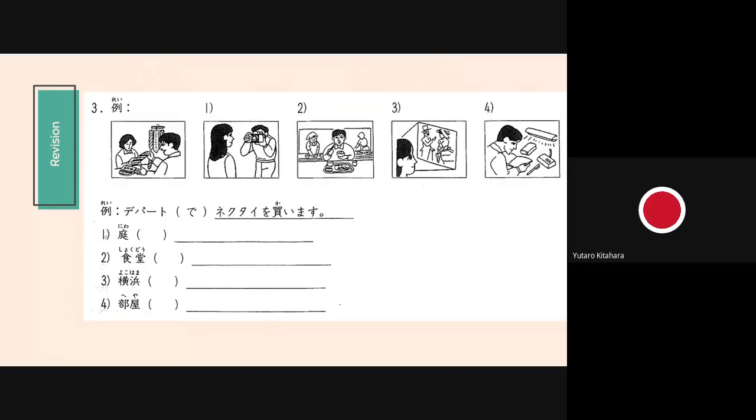Number 3, sanban. Okay, now go to the start. Let me choose. So we need to follow a picture here, but sometimes there's more than one answer. Depato de necktie wo kaimasu. Depato de, at the department store, do what? Necktie. Necktie wa nan desu ka? Necktie is necktie. I will buy a necktie.